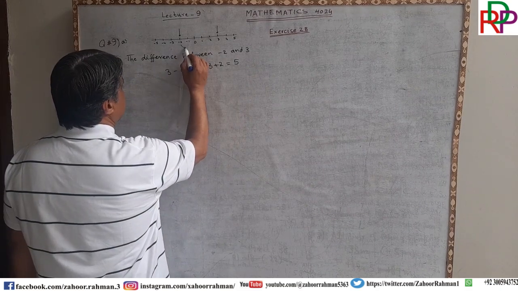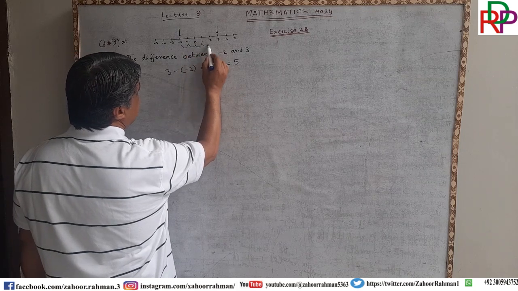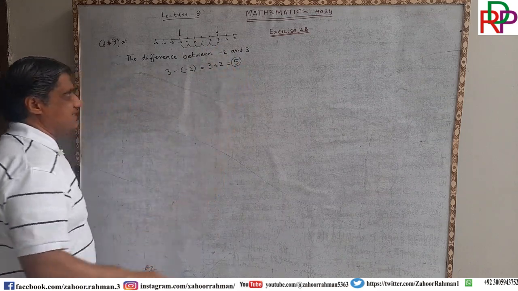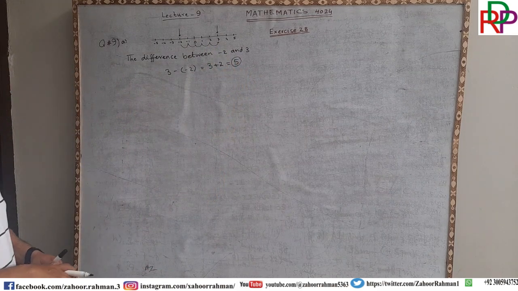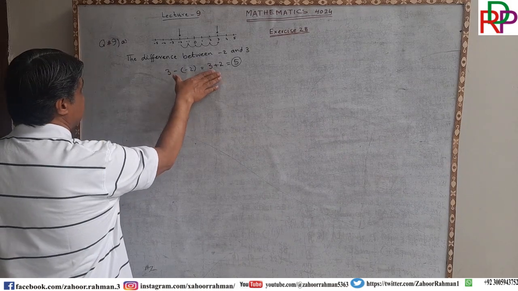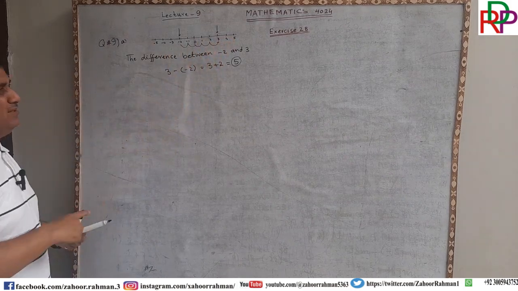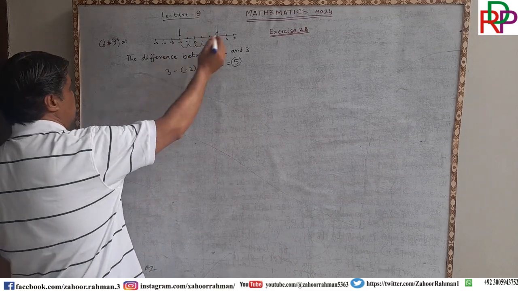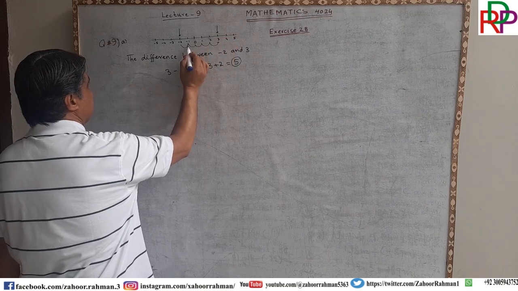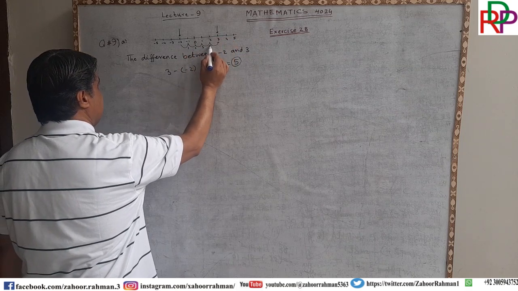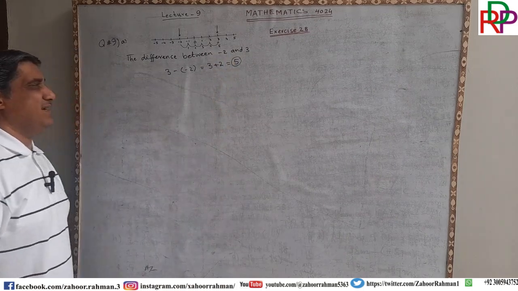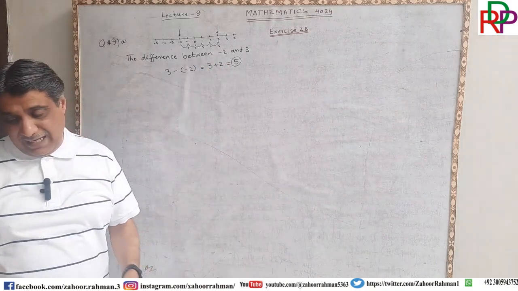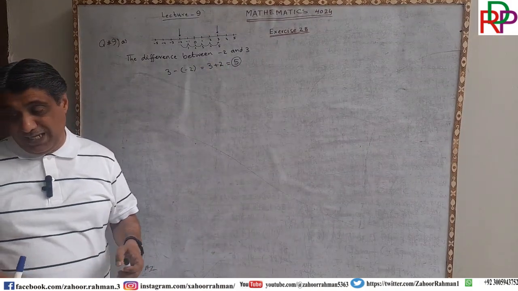If he is going 1 step, 2 step, 3 step, 4 step, 5 step to reach 3, again the answer is the same. They are saying to use the number line to find the difference between minus 2 and 3. So this is the fifth step, and the 5 is this one. So you can do it in this way or in that way.